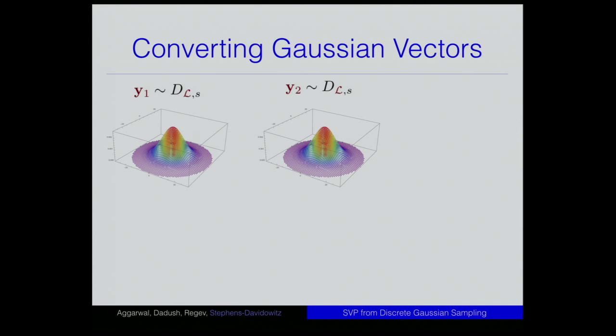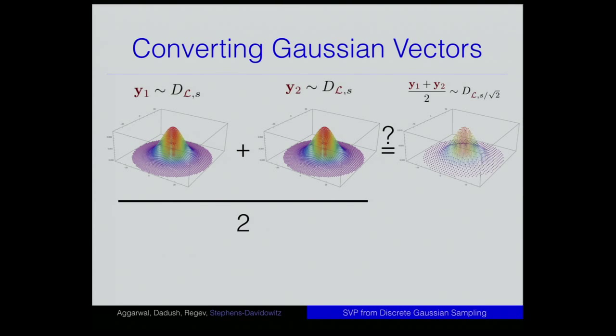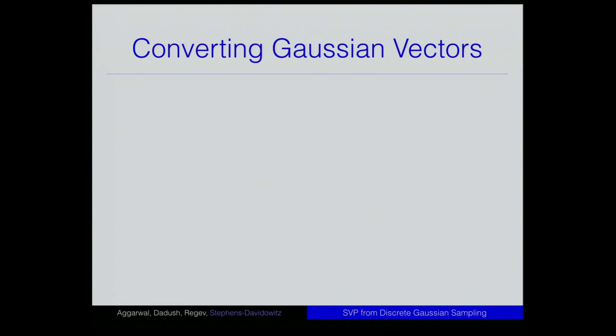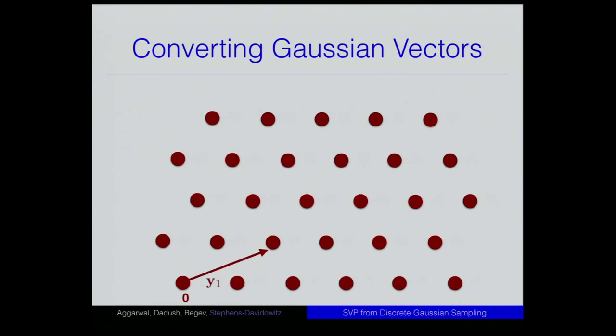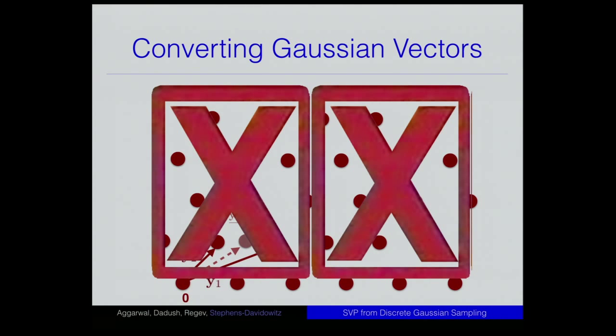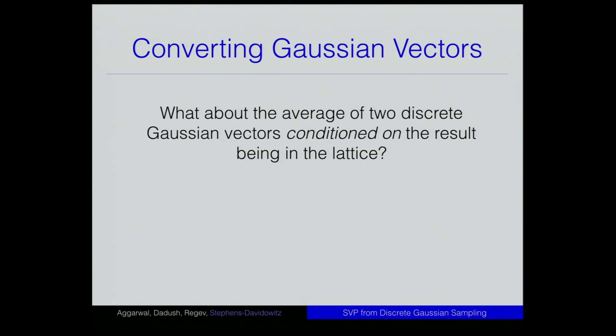So we can ask the same question about the discrete Gaussian. If I take their average, is the result another discrete Gaussian with the parameter lowered? And the answer is, again, no. Take 2 vectors, take their average, not in the lattice. Same problem. So it seems like we haven't gotten anywhere, but I'm giving you this talk because we did get somewhere. So we can ask, what about conditioning on the vectors landing in the lattice?